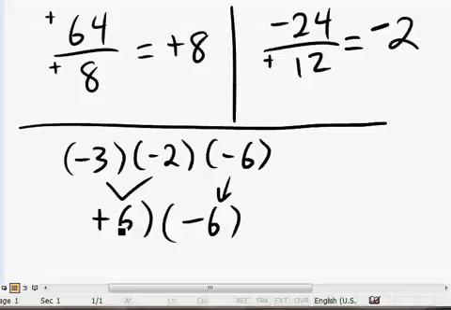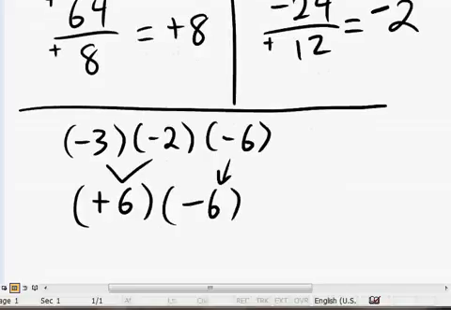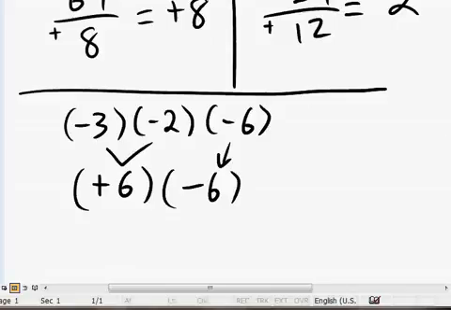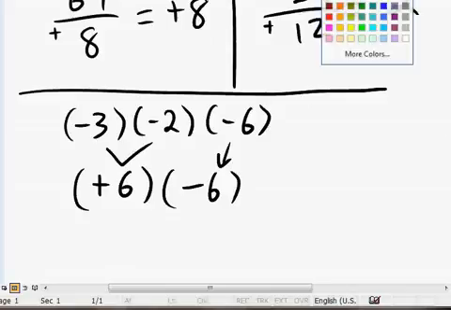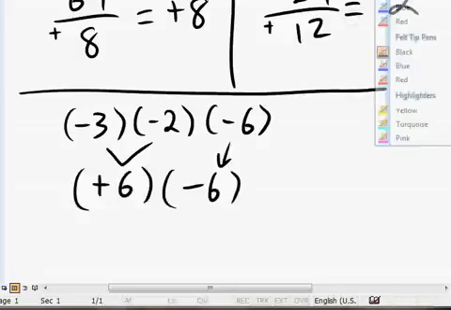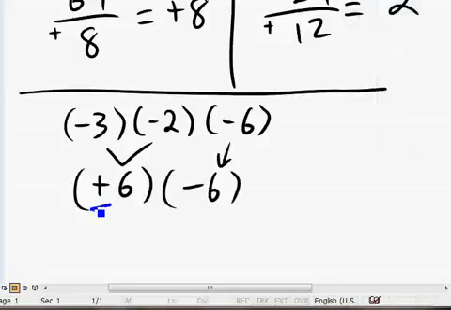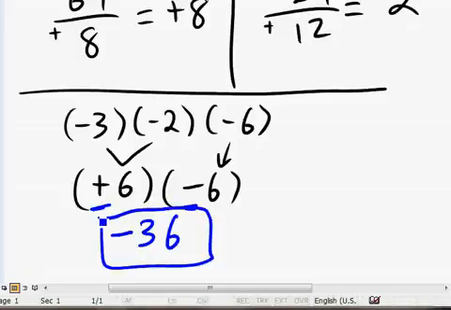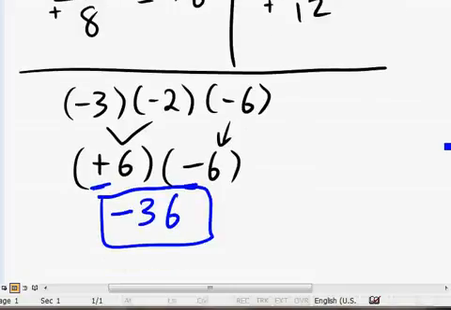We're still multiplying these two, and now we look at the signs. The first one is going to be a positive sign, the next one is going to be a negative, therefore different signs, you get a negative answer. It's negative 36. And that's it. That's how you add, subtract, multiply, and divide signed numbers.